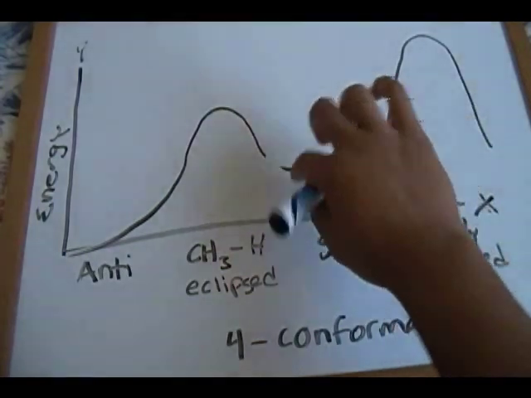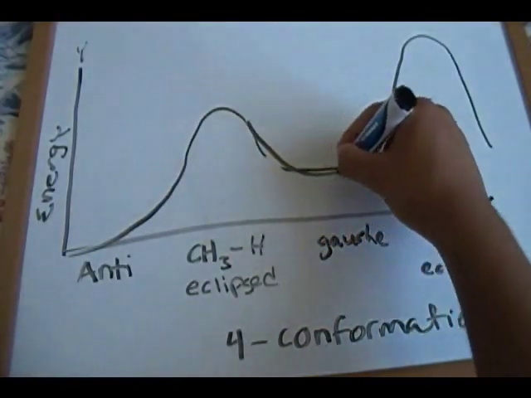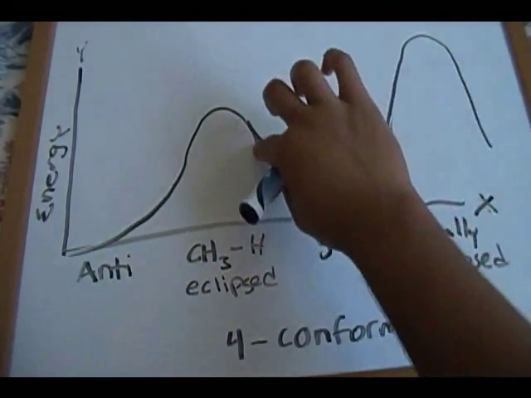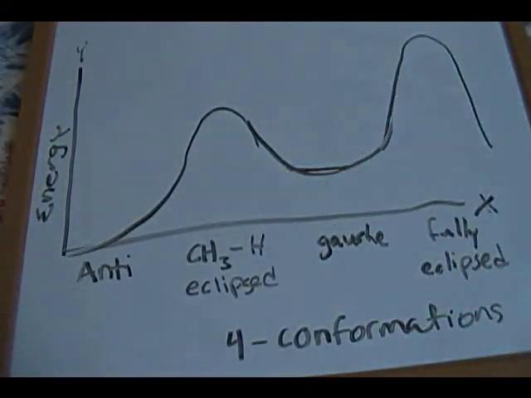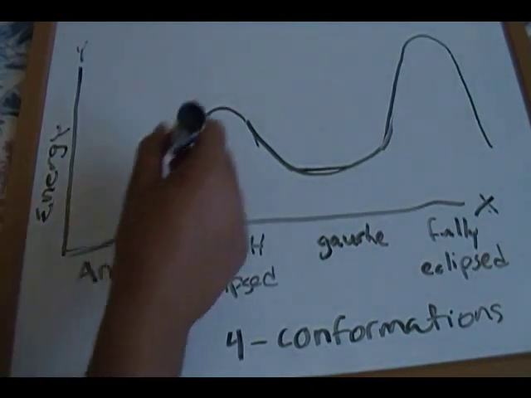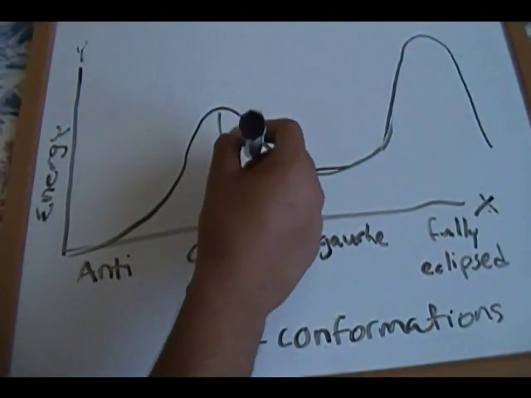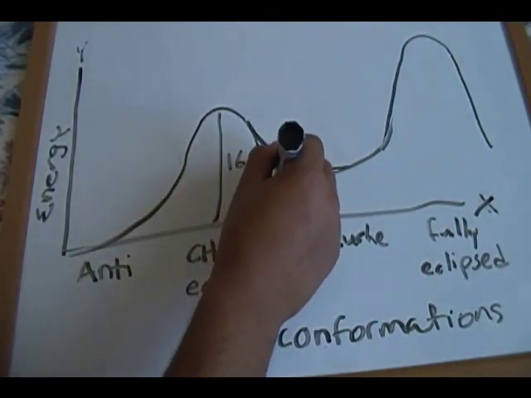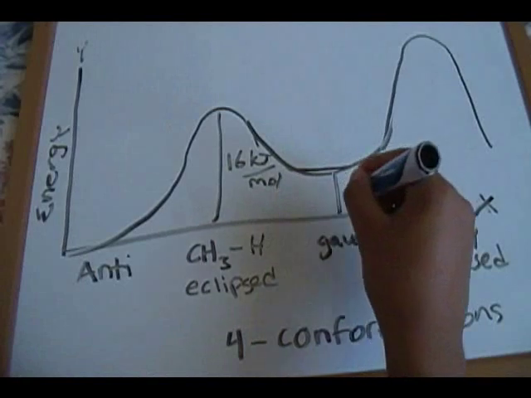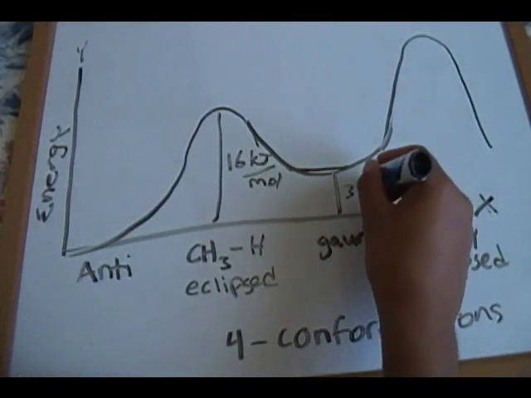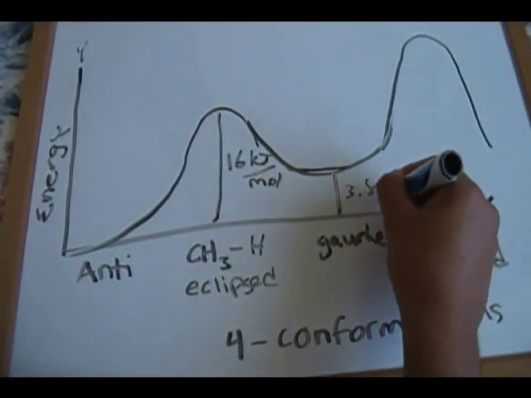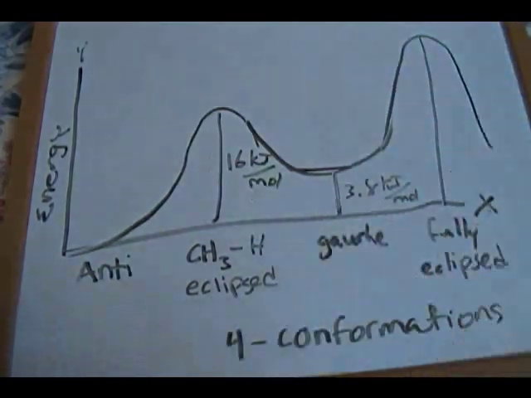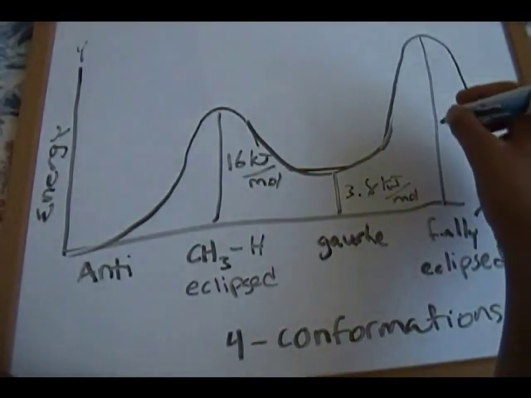Okay, so this is something. It's not exact, but this is something like what the plot looks like, and I'll give you some of the values. Here it is 16 kilojoules per mole. Over here it is 3.8 kilojoules per mole. And finally in the bigger peak we have 19 kilojoules per mole.